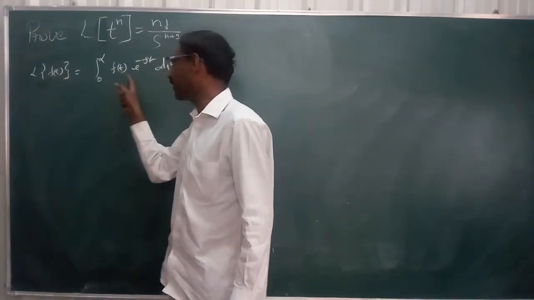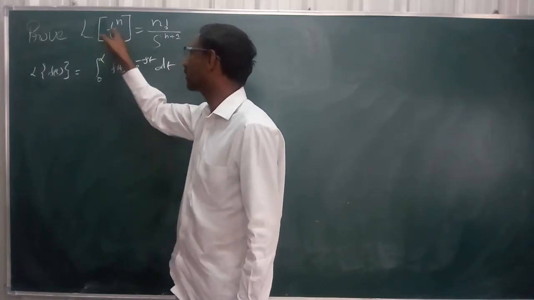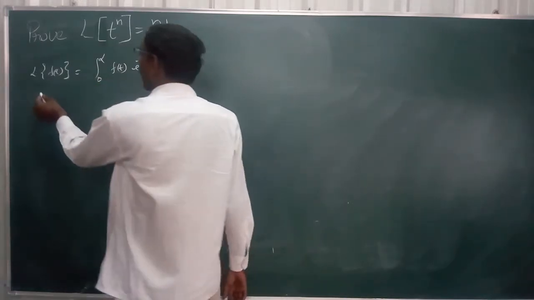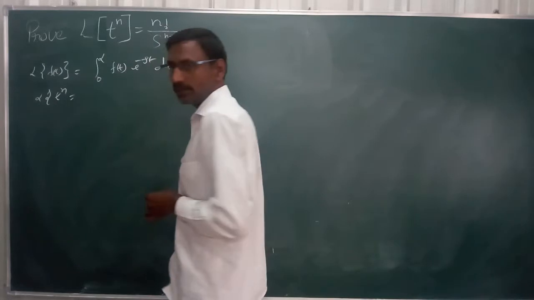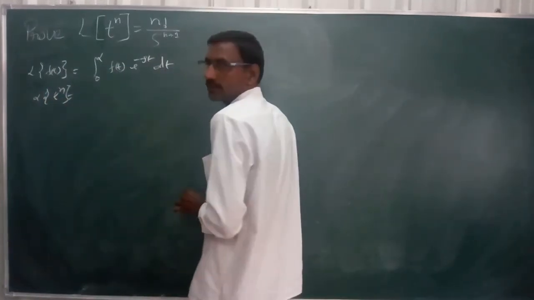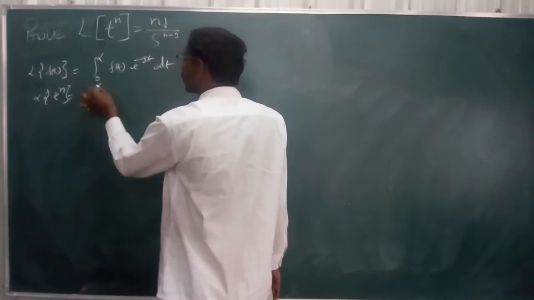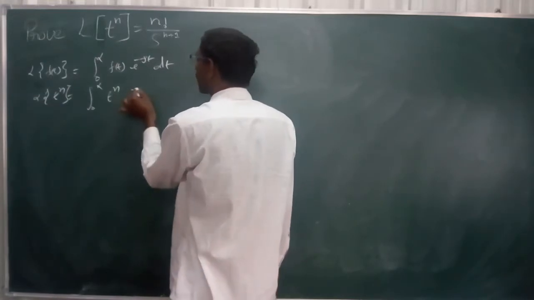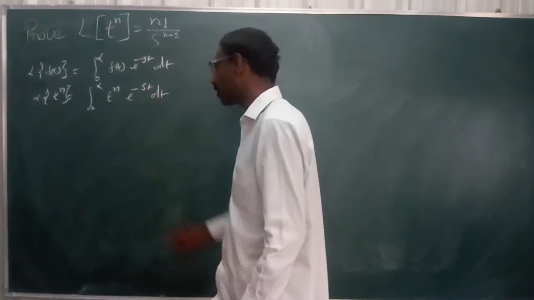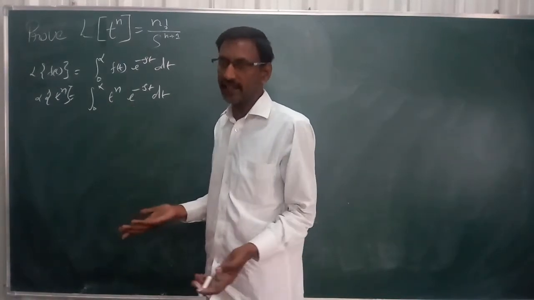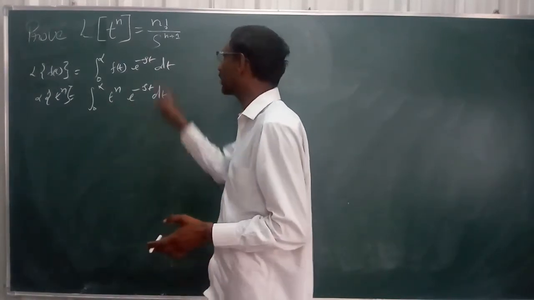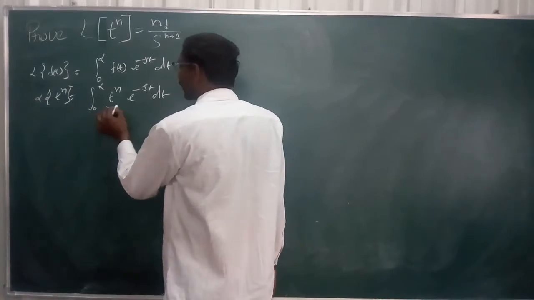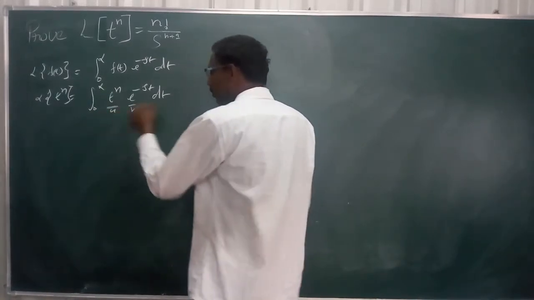Here comes f(t), but here I would like to take t^n in place of f(t). That means f(t) is nothing but t^n. So L of t^n is equal to the integration from 0 to infinity, taking t^n times e^(-st) dt. So now this is in the form of the u v method. By integration by parts, I would like to simplify this to get n factorial by s^(n+1). So here I would like to take this as u and this as v for integration by parts.